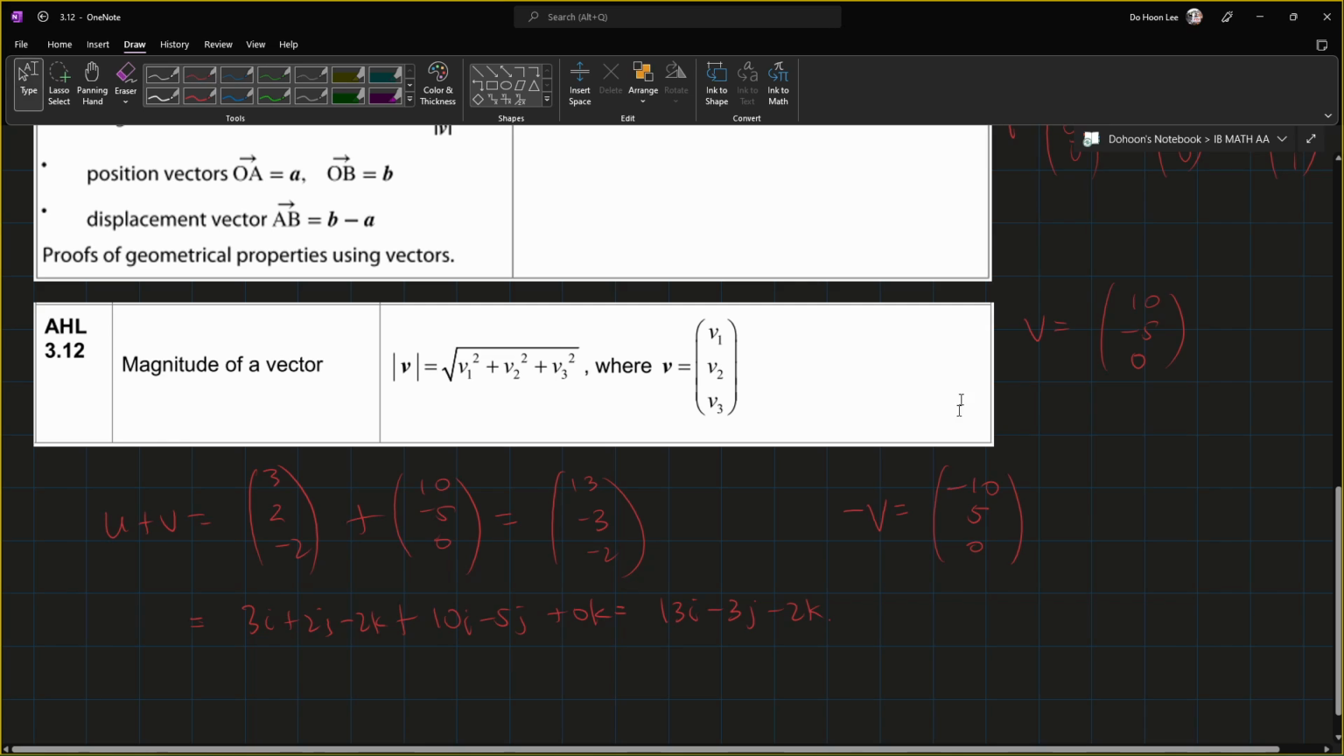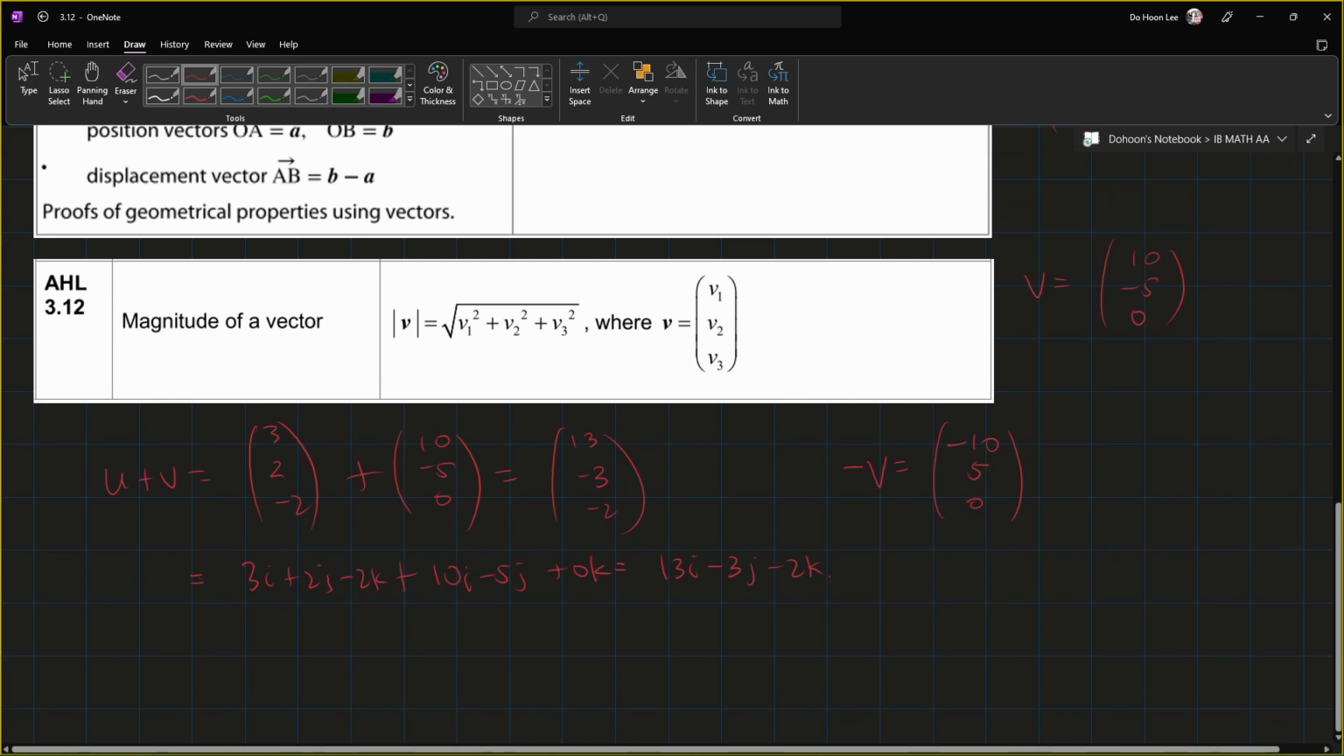Okay, so let's do an example of u minus v. Well, u minus v, I can write it as u plus negative v. So let's do that. 3, 2, -2 plus -10, 5, and 0. So essentially we're doing the same thing, except we just have to switch the signs. -7, 7, and -2.